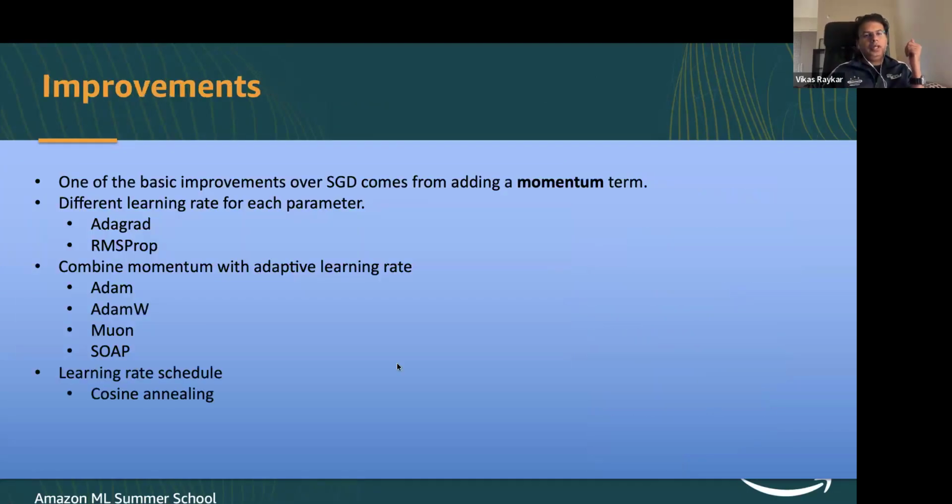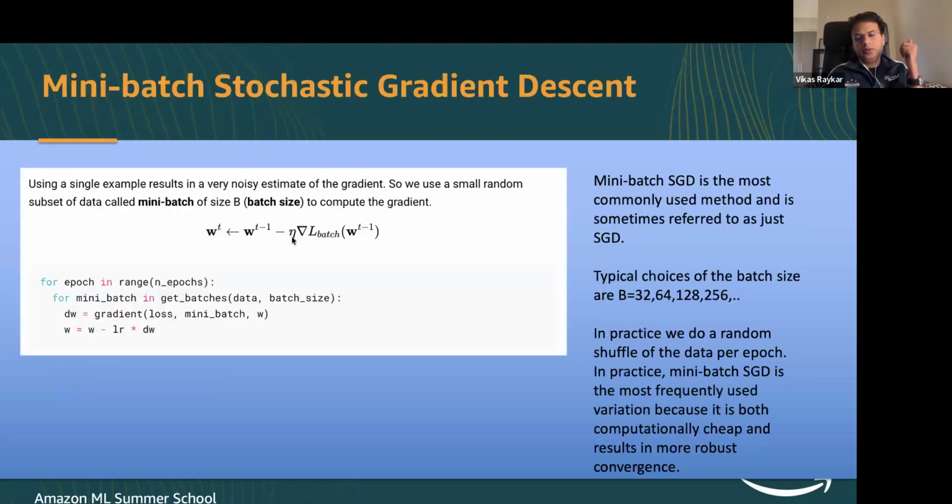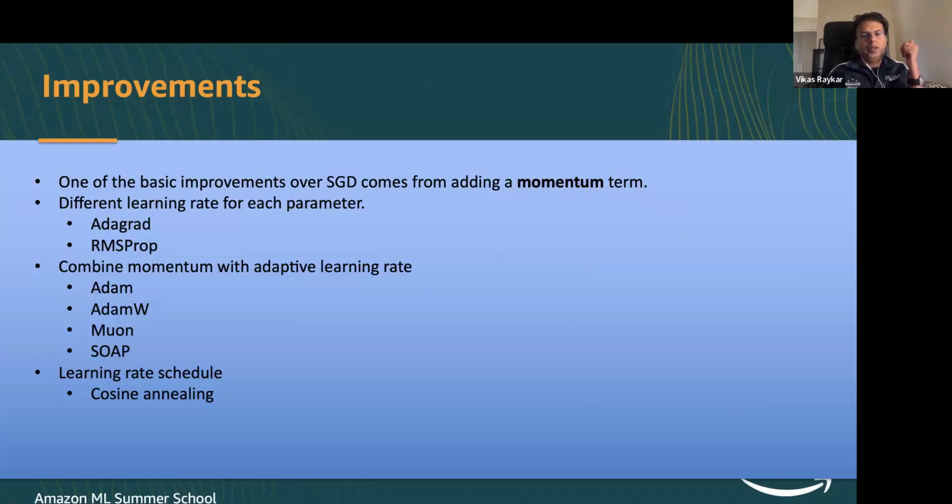Now, I will not go into detail over all the variants of SGD, but there are several variants proposed which try to improve over SGD. The first improvement over SGD is adding a momentum term, which helps make the convergence faster. The second kind of improvement is having a different learning rate for each parameter. If you look at the previous update equations, eta is common across all parameters, but you can actually use a different learning rate for each parameter. Popular examples in this style are AdaGrad and RMSProp.